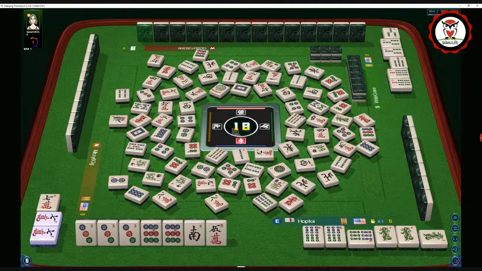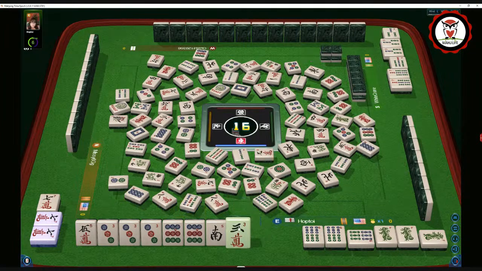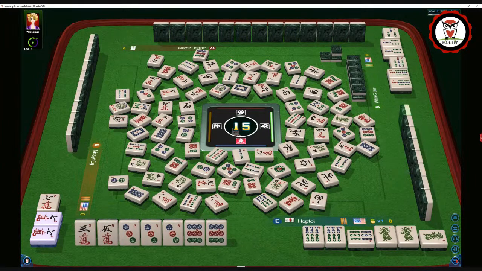5 crack. Where's the 5 cracks? 5 crack. 5 crack. I don't see any 5 cracks. This player to our left. 5 bamboos. Uh-oh. Okay, let's throw the south. South wind. We need to be somewhat careful because flower.